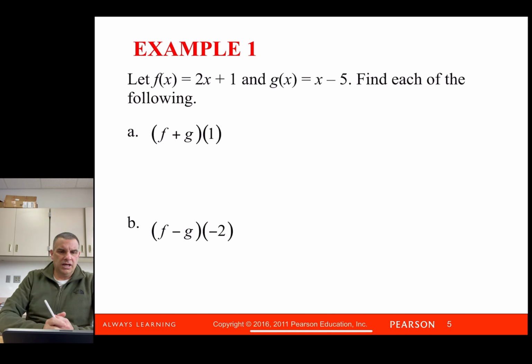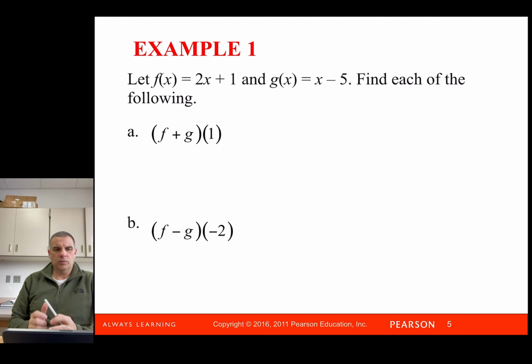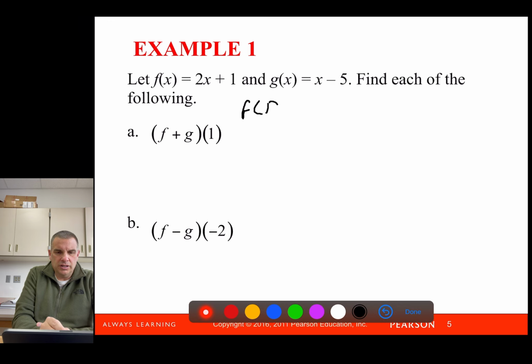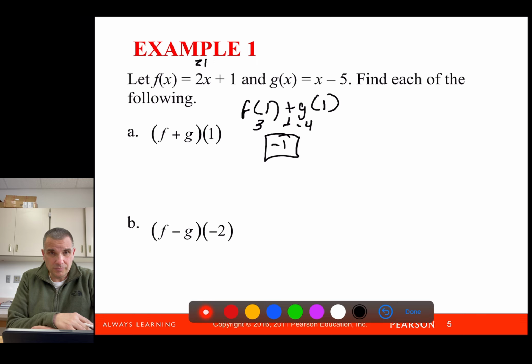So let's let f of x be 2x plus 1 and g of x be x minus 5. We're asked to find each of the following: f plus g of 1. Two ways to do this. One way to do it is we could go f of 1 plus g of 1 and figure out what those are. So evaluate the f function when x is 1. 2 times 1 is 2, 2 plus 1 is 3. So f of 1 is 3. G of 1 is negative 4. So you get negative 1 for your solution. One way to do it.